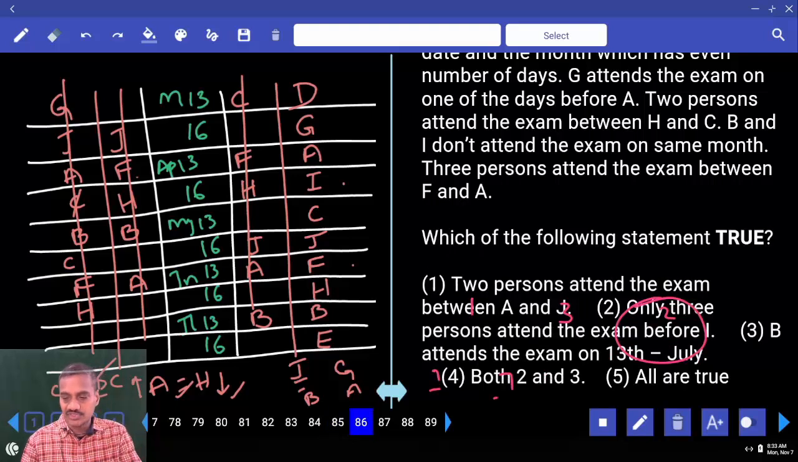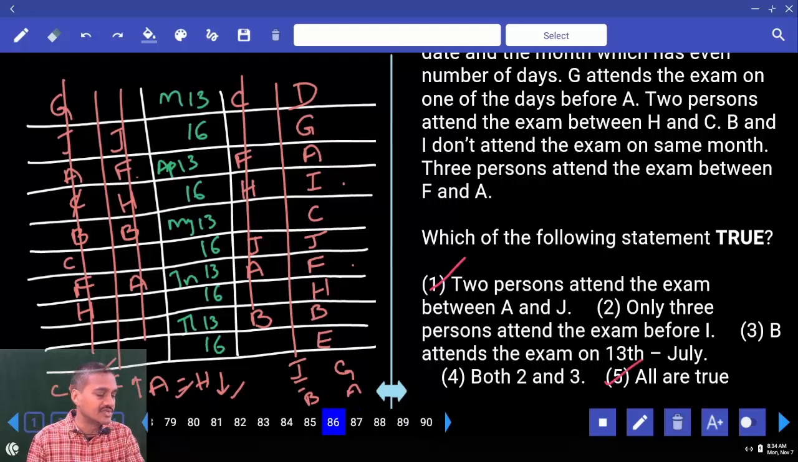Then 86, which of the following statements is true? Two persons attend the exam between A and J. Now in between A and J there are exactly 2 people, definitely true. And the next one, only 3 persons attend the exam before I. That is always true, hence all are true, choice 4 for 86.